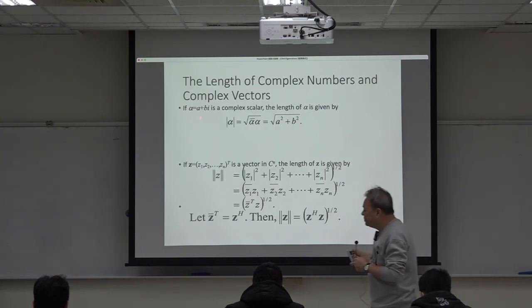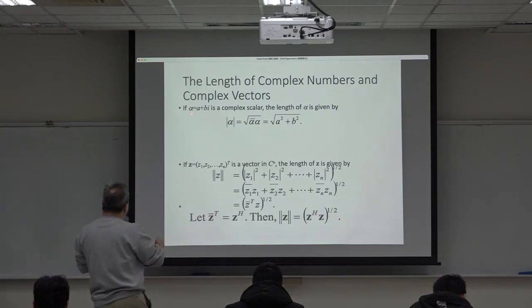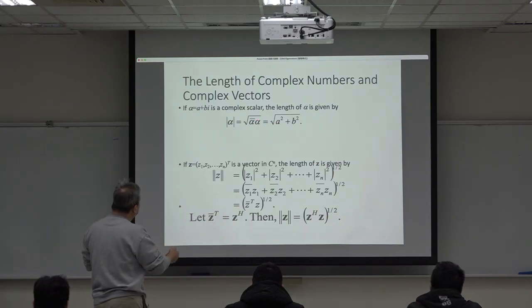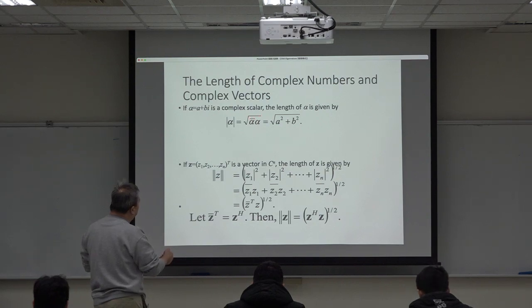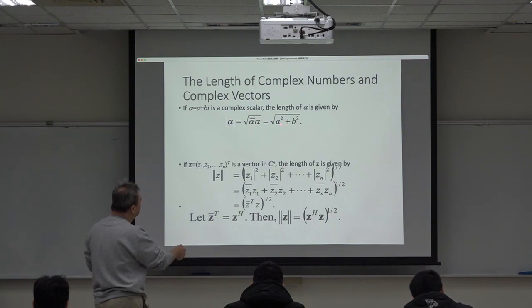Okay, so if alpha equal to a plus bi is a complex scalar, the length of alpha is given by alpha bar alpha, square root. I think you guys know this, right?